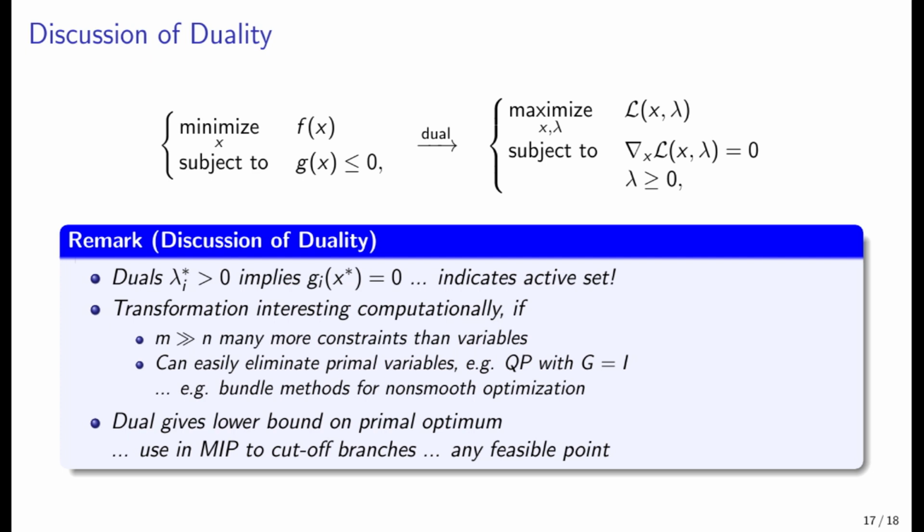Okay, so the primal problem is a minimization problem. The dual problem is a maximization problem. Okay. So I'm looking at, in the dual problem, I'm looking for a stationary point.